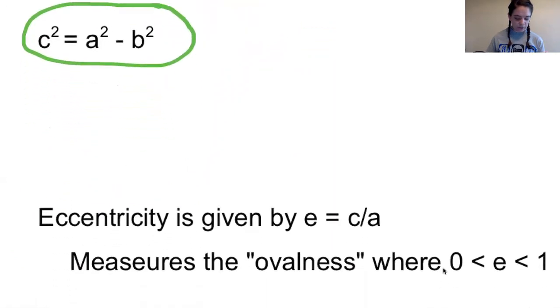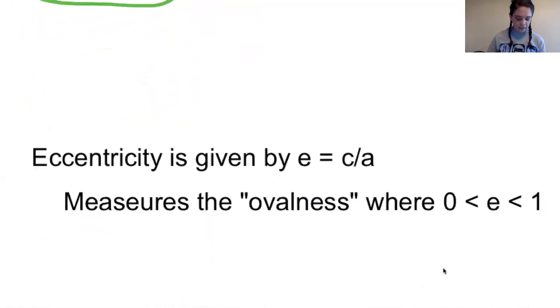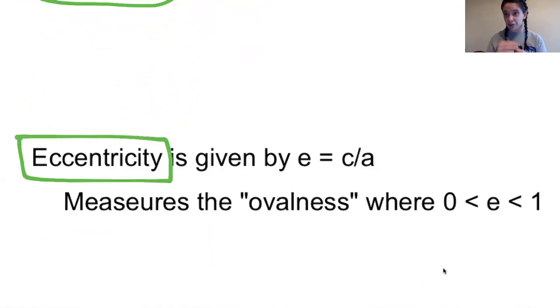Now, one last thing I'm going to talk about before we get to an example is something called eccentricity. This is something that measures how oval or how squished our ellipse is. If we take C divided by A, that's going to equal E, our eccentricity. It's a number between 0 and 1, and it tells us how close it is to being a circle versus how squished it is.